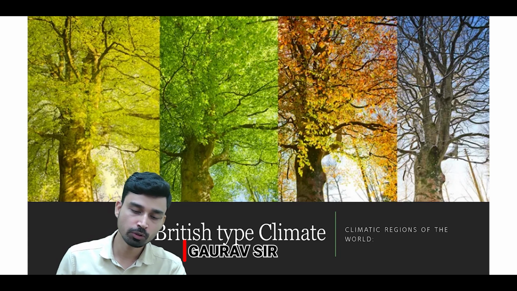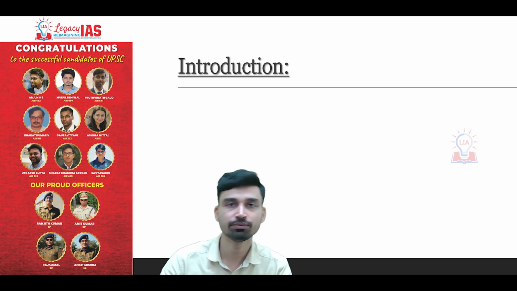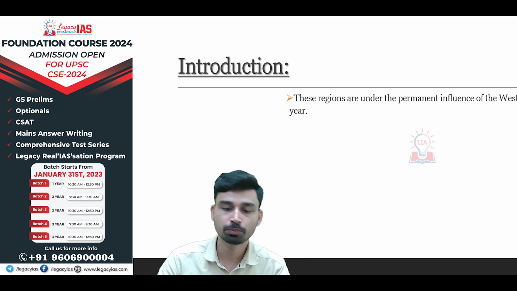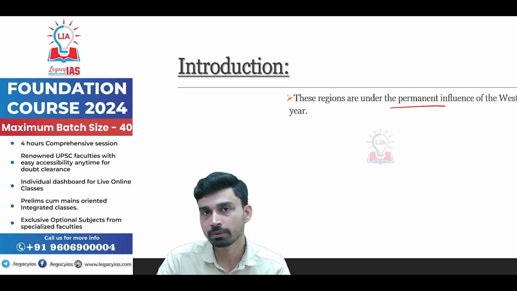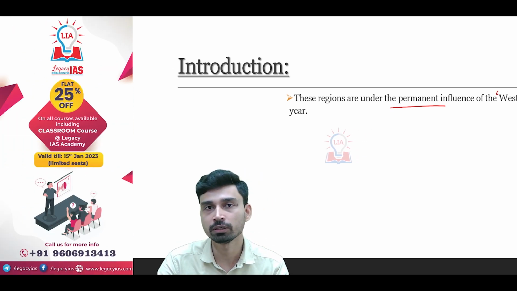In today's video, we are going to discuss the British type of climate. This is going to be the fourth climatic region in the series of climatic regions which we have started for geography. So first of all, to give you a brief introduction about the British type of climate, this is the climatic region which remains permanently under the influence of westerly winds all around the year.